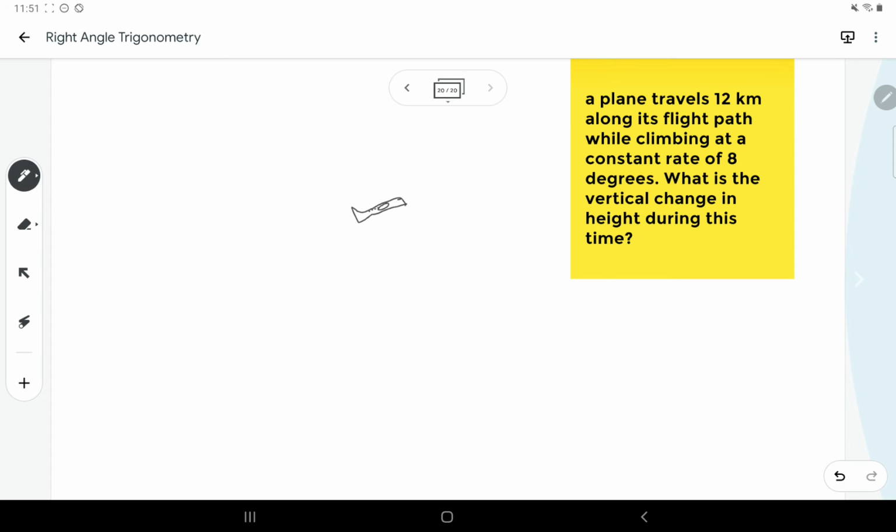Okay, so it's flying along its flight path 12 kilometers. So it's flying, you know, up-ish. Maybe not this high, but it's exaggerated. But it's flying along 12 kilometers while climbing at a constant rate of 8 degrees. So it's gone from the ground level. It's climbing at a rate of 8 degrees. Okay, so we're asked, what is the vertical change in height during this time? So vertical change, we'll call it h for height.